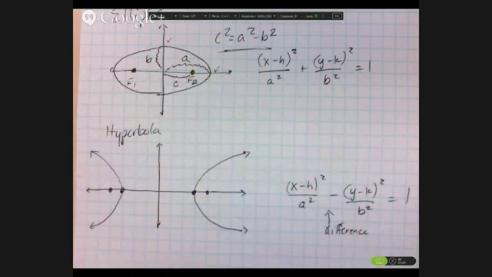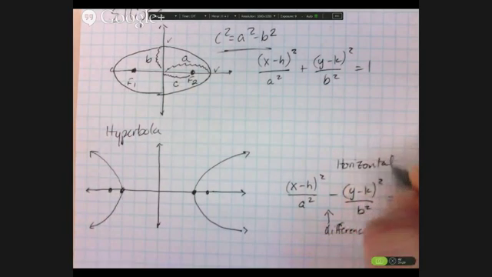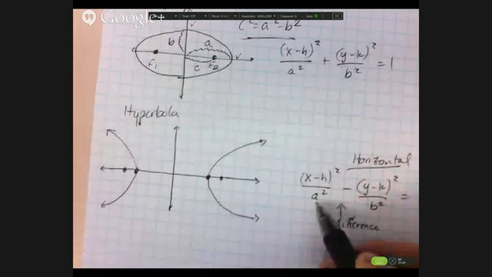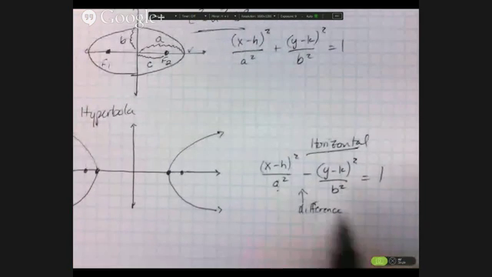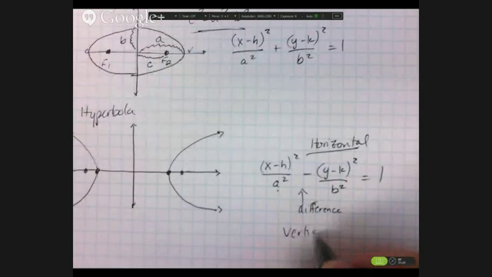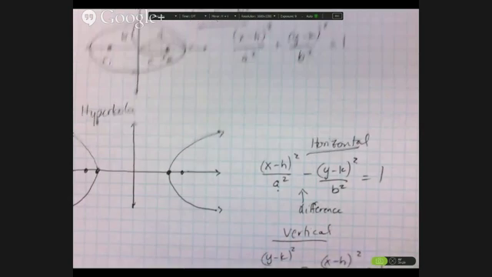So is it the same thing for the... Yeah. If it was, so this is a horizontal. The A is going to be bigger because it's horizontal with the X. If it was vertical, it would be y minus k squared with the A. Okay, those are the two.